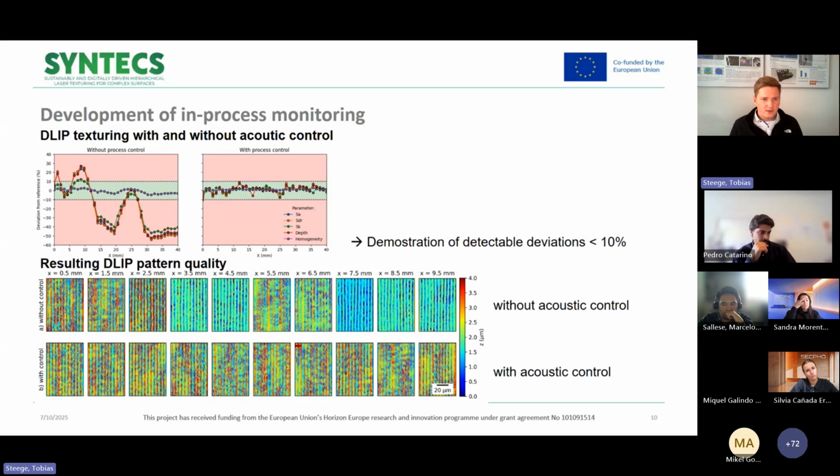And what you can see here on the left side is the process without this active control of the laser power, and you have variation in the depth, as well as the resulting roughness. And on the right side, you see the same system, nothing changed, so just attached an acoustic module, and we constantly controlled the laser, and we could get the error of the resulting surface under 10%. So we had a constant or a uniform texture.